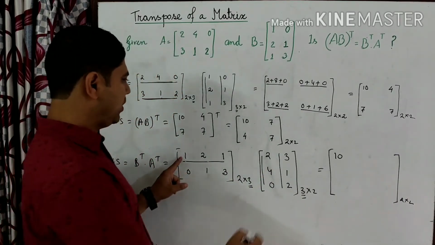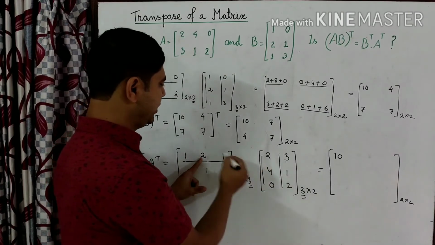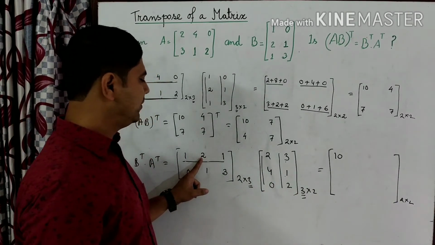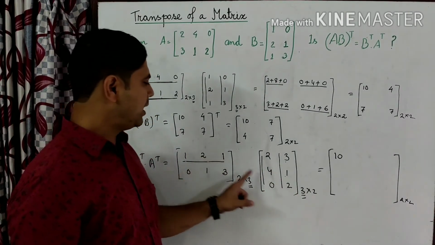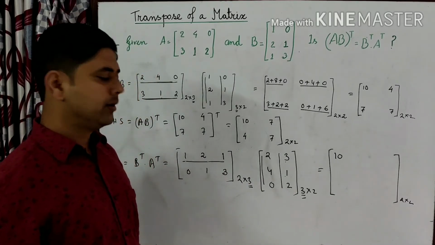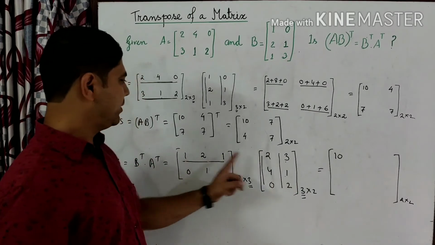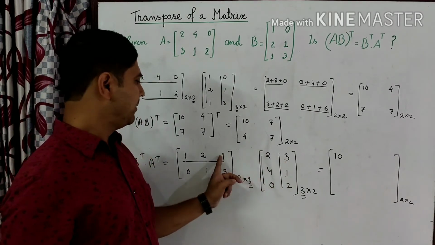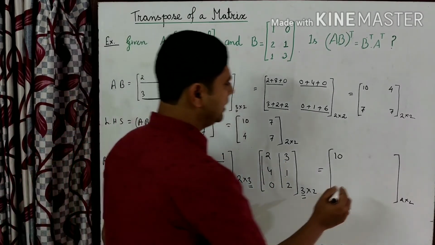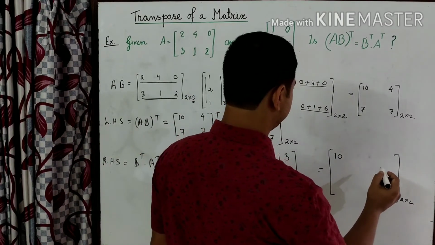Second column: 1 into 3, 3, plus 2 into 1, 2. 3 plus 2 what? 5. 1 into 2 plus what? 1 into 2 is ultimately 2. 5 plus 2 what? 7. Definitely this value is equal to what? 7. Clear?